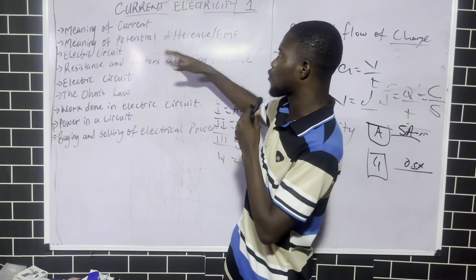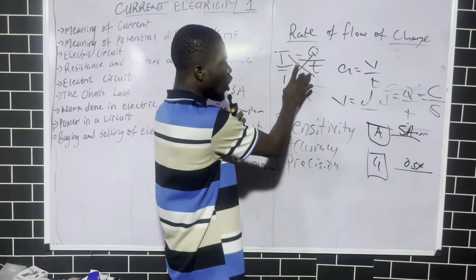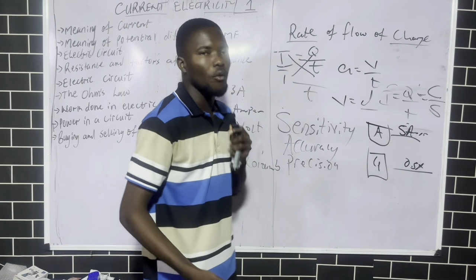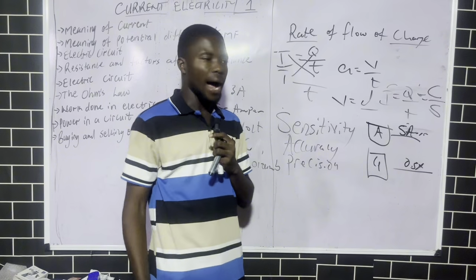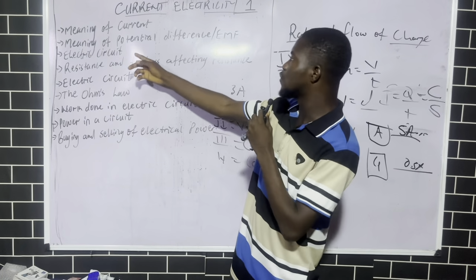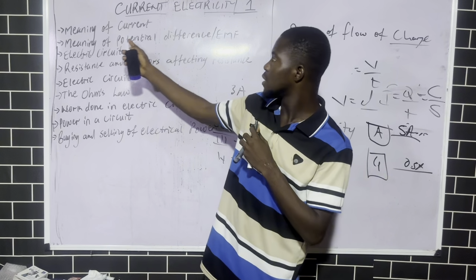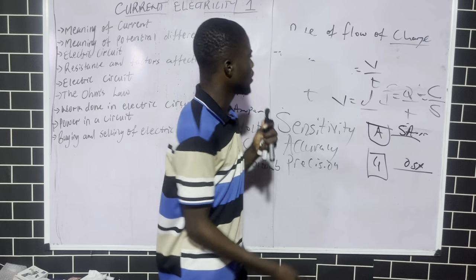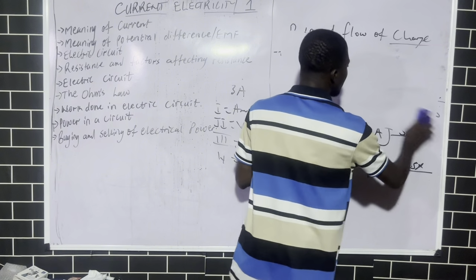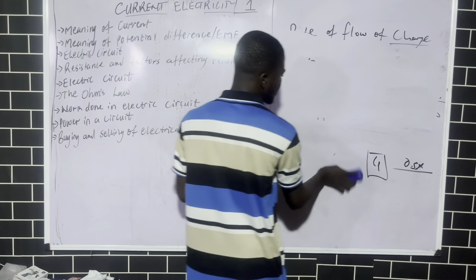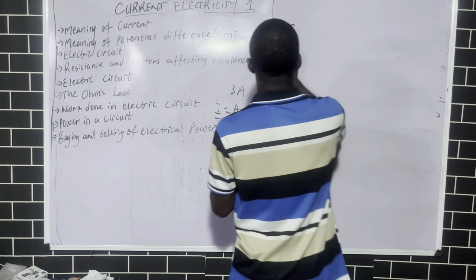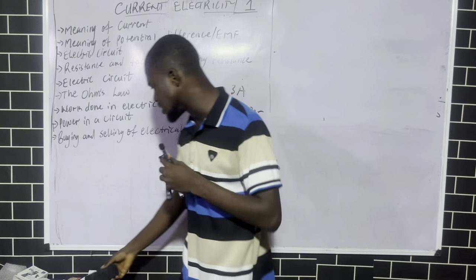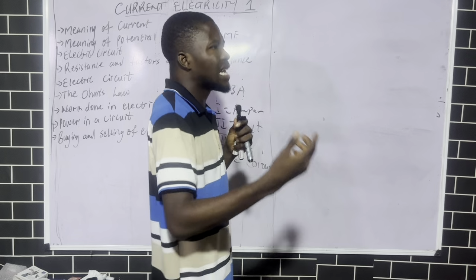So under the meaning of current, we have understood what current is, the instruments we use to measure current, the unit of current, and sensitivity, accuracy, and precision. Now we're going to move on. We want to look at the meaning of potential difference and how it is different from electromotive force. But before we talk about that, it is important I quickly explain what an electric circuit is.